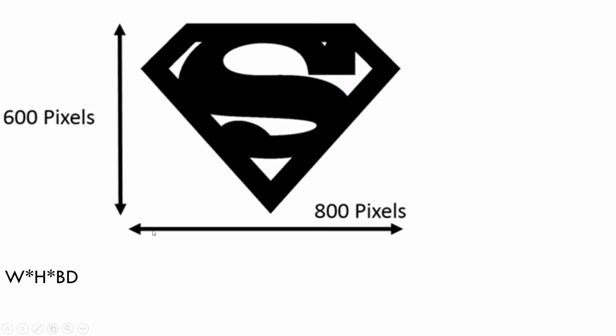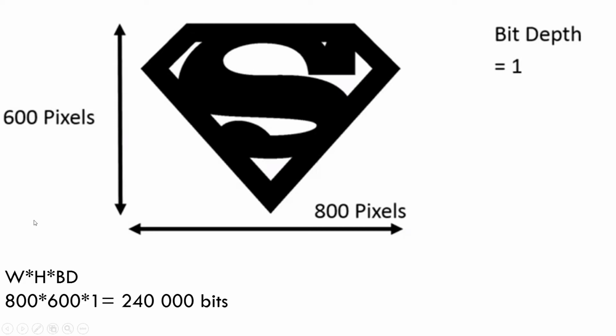And then you're going to times by the bit depth. Now the bit depth always determines the number of colors that you can see. In this logo, there are only 2 colors, black and white. Therefore, you can store that in 1 bit. Because if you were saying black, that could be 0, and if you had white, that could be a 1. So the simple formula here is 800 by 600 by 1.